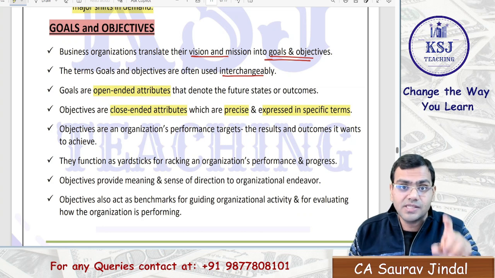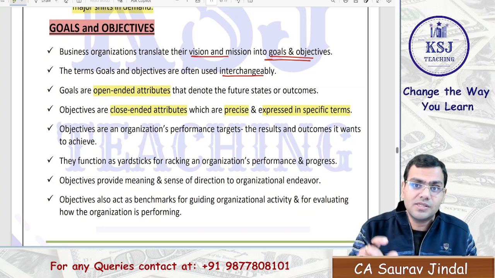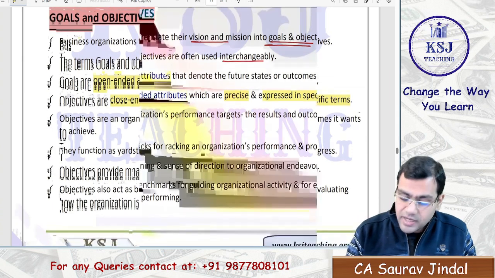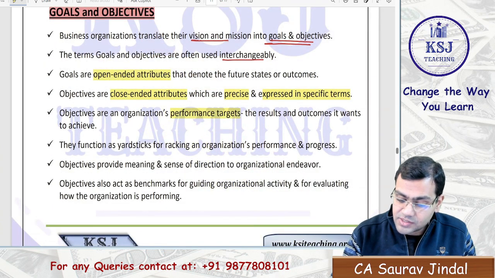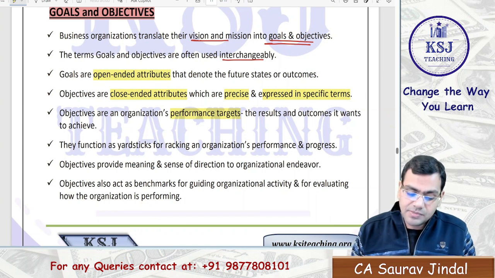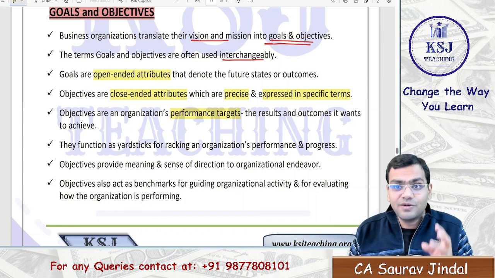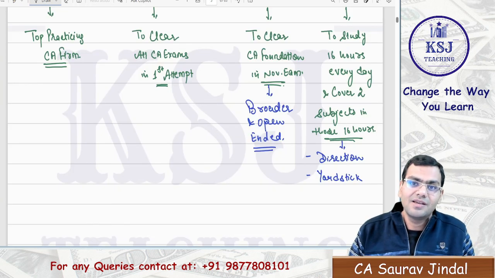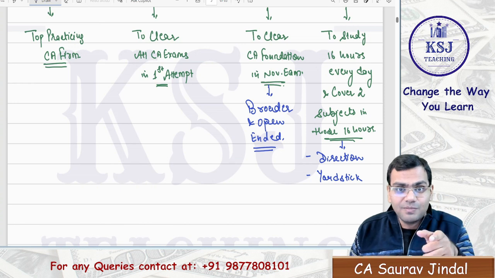This is precise. I want to study for 16 hours. In those 16 hours, this is the topic that I want to cover, right? Objectives are an organization's performance targets, the results and outcomes it wants to achieve. What is the performance? Performance targets are, obviously, I want to study for 16 hours and cover 2 subjects. This is how you are going to perform, how you are going to prepare.